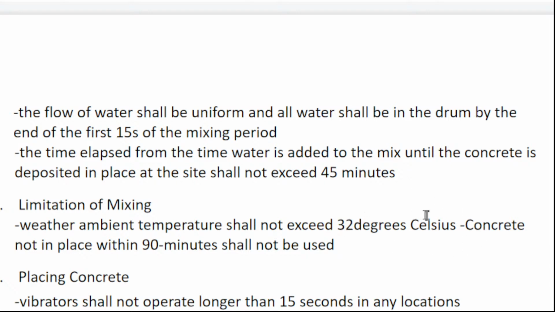Number 4, limitation of mixing. Whether ambient temperature shall not exceed 32 degrees Celsius. Okay? I said 30 to 33 is the ambient, so 32. Concrete not in place within 90 minutes shall not be used. That is a waste of concrete. If you have a 90 minute delay, that is not used.